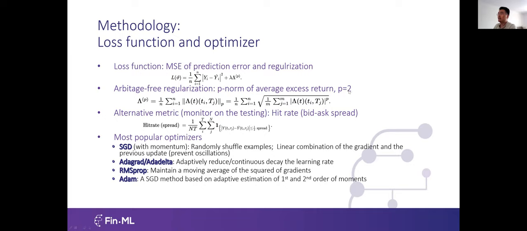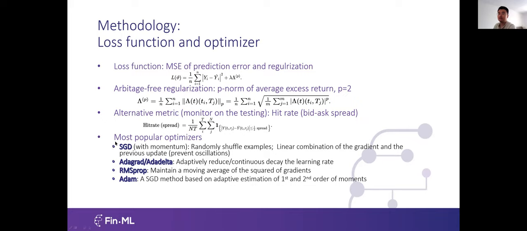In my training, I set p equal to 2, so this gives the calculations. And we can also set an alternative metric for monitoring the testing set, which I chose to be the hit rate. The hit rate is calculated this way. We consider the spread: if the predicted price is within the spread, we consider it a good prediction. Otherwise, it counts as a zero.